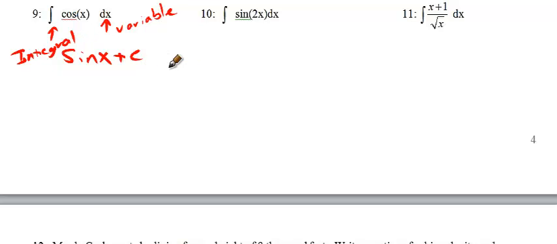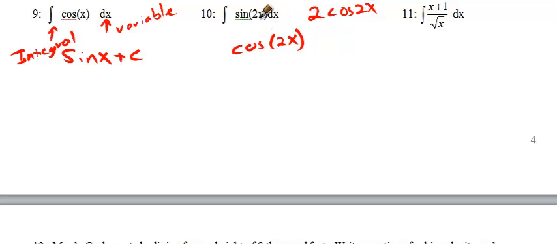All right, moving on here. So I think it's kind of obvious that the antiderivative is going to be cosine. But think about if you're doing the derivative of sine of 2x, that would be 2 cosine of 2x, right? The 2x doesn't change, so you have cosine of 2x.